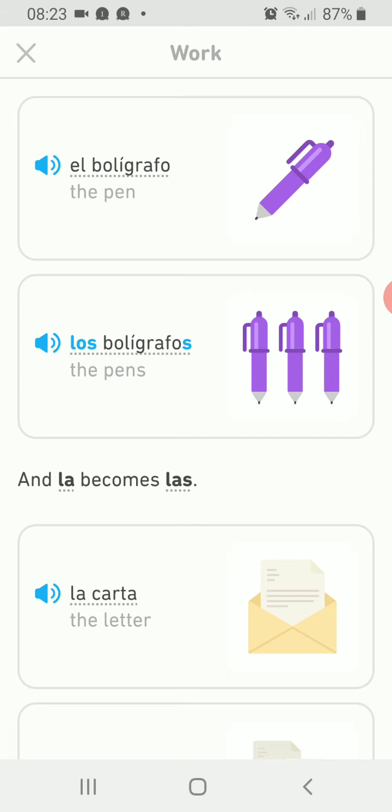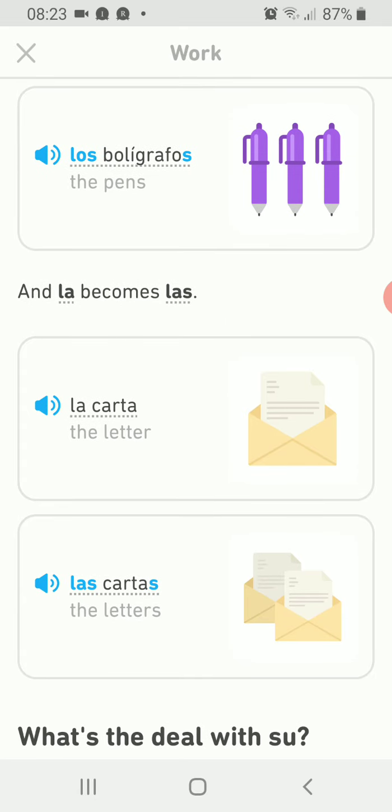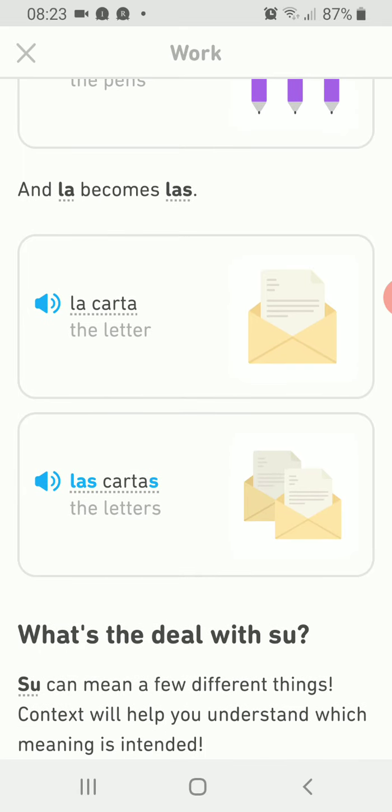And it's the same for the feminine gender. For example, la mujer, the woman. And if you have many women, it's going to be las mujeres. La carta, the letter. Las cartas, the letters.